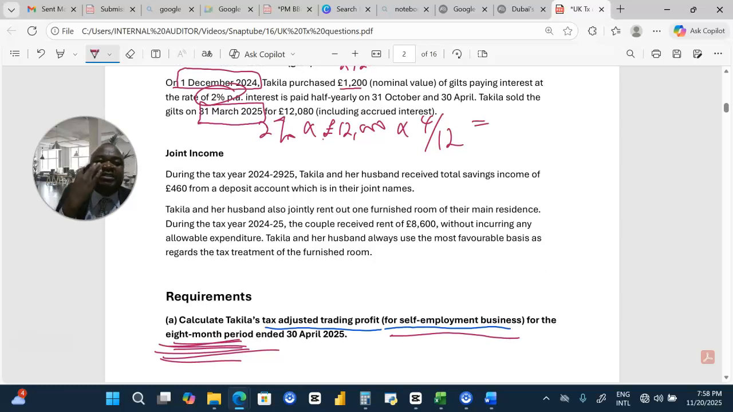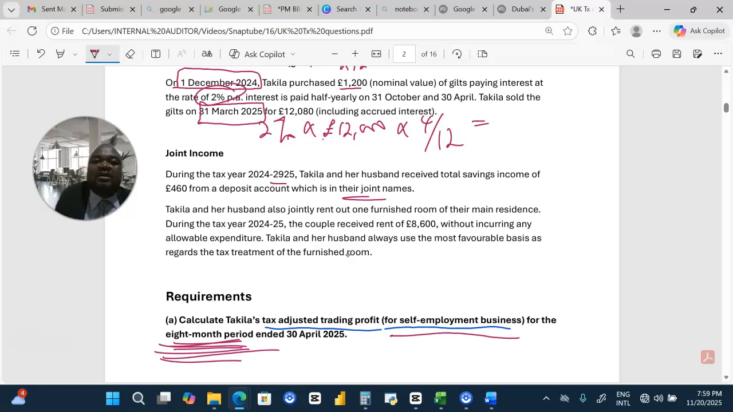Then let's read the paragraph about joint income. During the tax year 2024-2025, this is a typo, not 29-25, it's 2025. Taxable and her husband received total savings income of 460 from a deposit account which is in their joint names. So joint income is shared equally, 50-50, isn't it? Good.